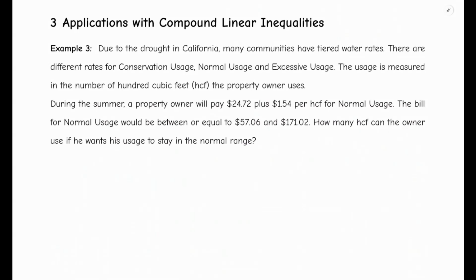During the summer, a property owner will pay $24.72 plus $1.54 per HCF for normal usage. The bill for normal usage will be between or equal to $57.06 and $171.02. How many HCF can the owner use if he wants his usage to stay in the normal range? Well, here we're going to have 24.72 plus 1.54x, where x represents our HCF usage.